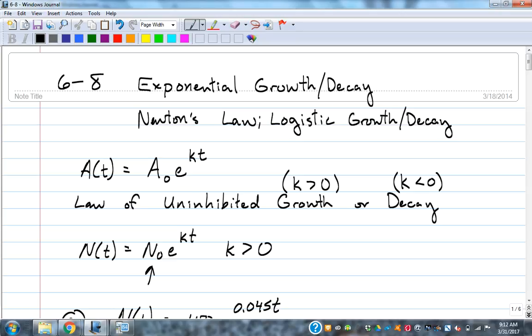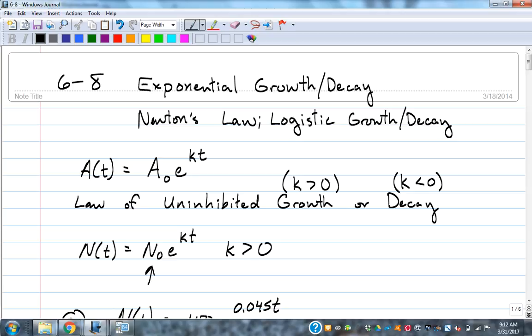So here's our formulas. There's two different formulas here. They're the same. There's no difference in them. It's just what letter they pick. This one uses an A, like A sub 0 e to the kt. This one uses an N sub 0 e to the kt. They're the same equation. There's nothing different about them other than one's an A and one's an N. It doesn't matter, so just memorize one of those.